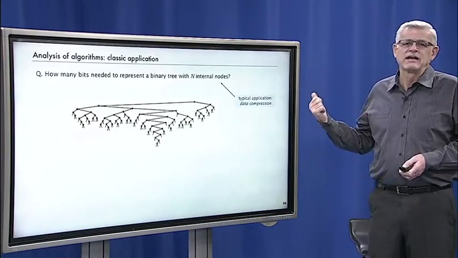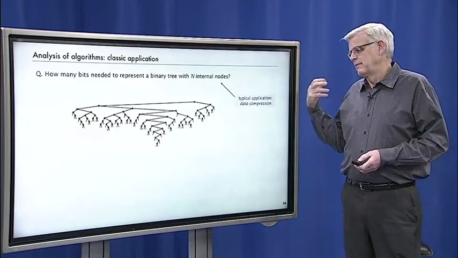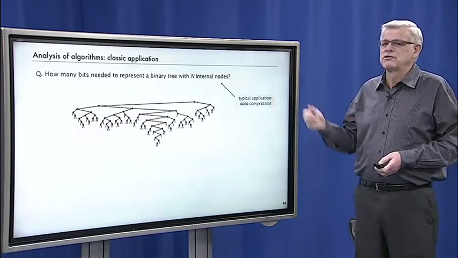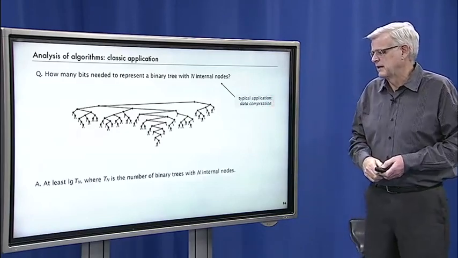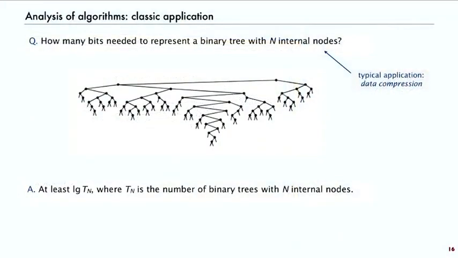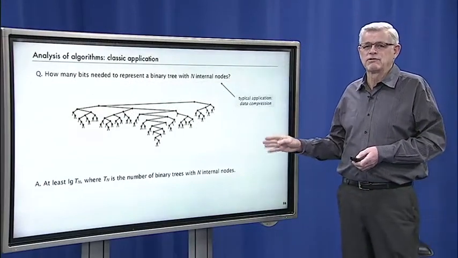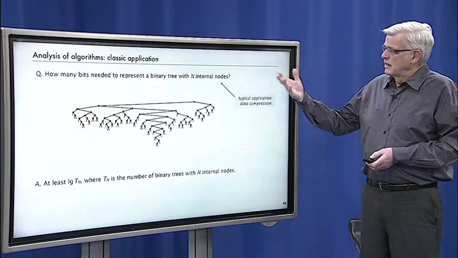There are many applications of this. For example, there are data compression algorithms that involve building a code that's represented with a binary tree and then transmitting the binary tree. And you want to do it with the least number of bits. So the answer, which is direct from information theory, is that if you know the number of different binary trees with n internal nodes, then you need log base 2 of that many bits, because otherwise there'd be two trees you couldn't distinguish between. So you need at least log base 2 Tn, where Tn is the number of binary trees with n internal nodes.